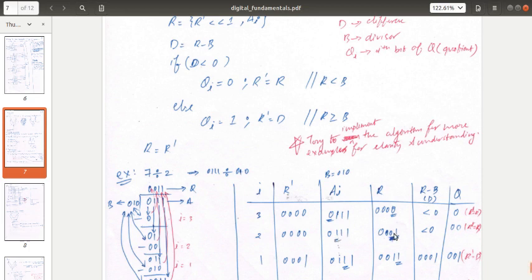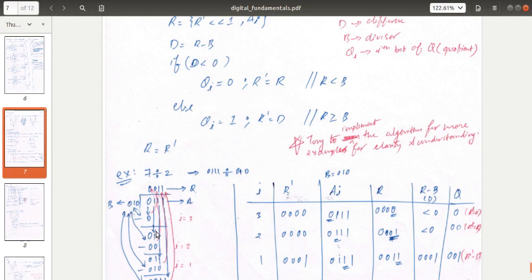Here it is 1. So 0 0 0 0 becomes 0 0 0 1. Here it is the same thing. We are just pulling down this next bit here. So 0 becomes 0 1. Now again, what do we do? D equal to R minus B. We are comparing this R to this B.